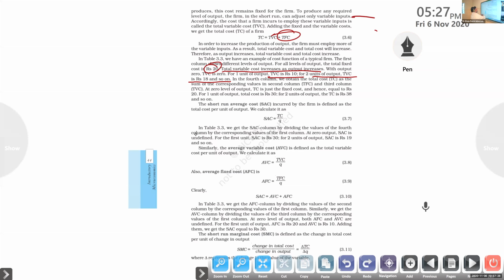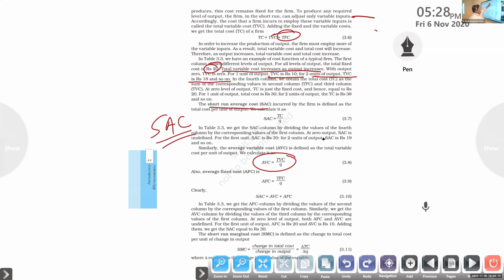Next one, AVC, average variable cost. How to find out the average variable cost? The average variable cost AVC is defined as the total variable cost per unit of output. So AVC is equal to TVC divided by Q, total variable cost divided by the quantity. Coming to the table here.